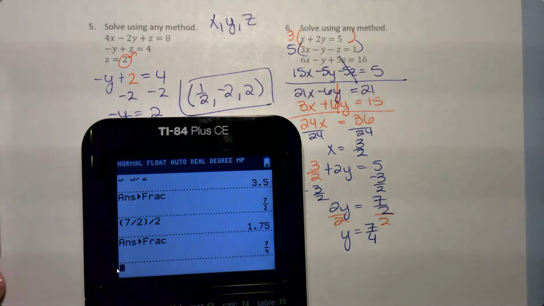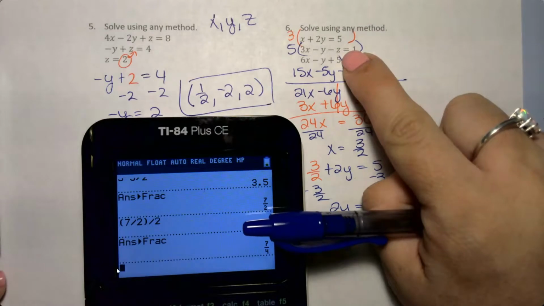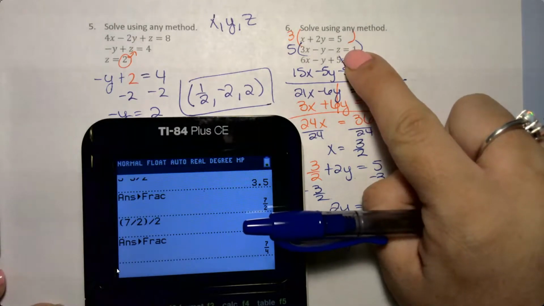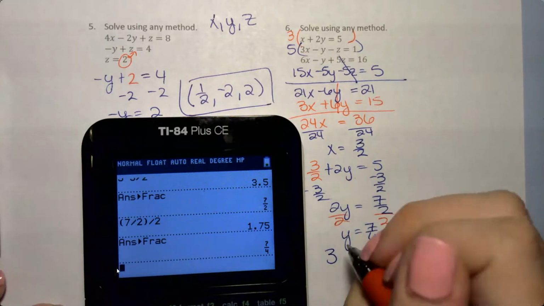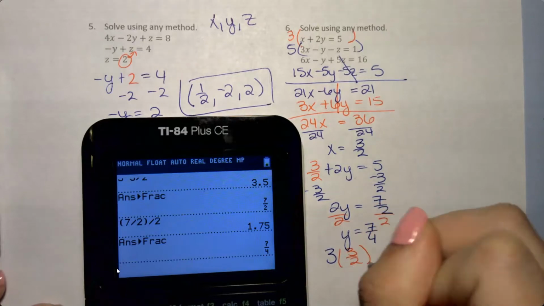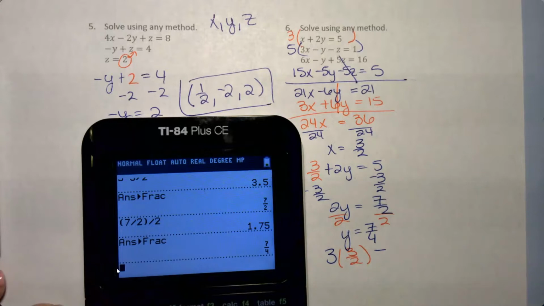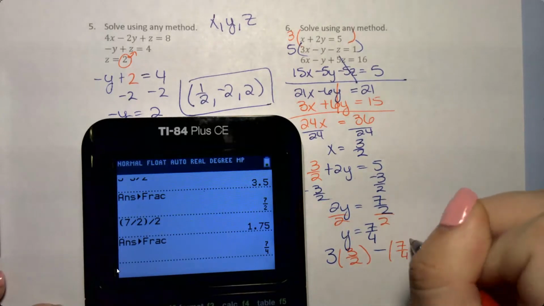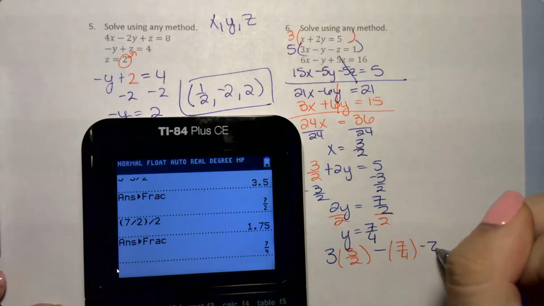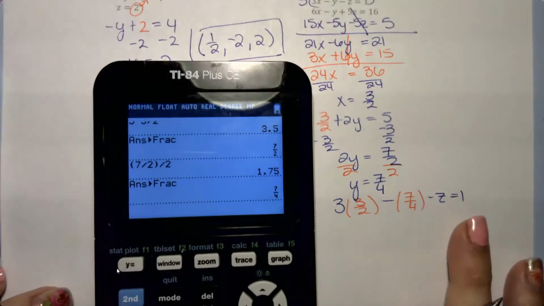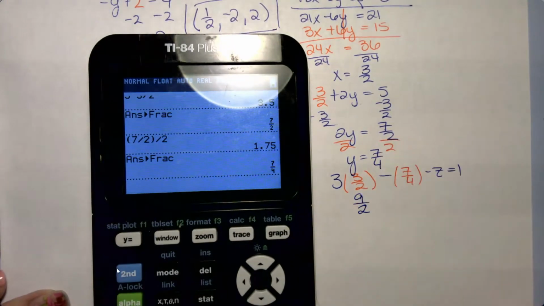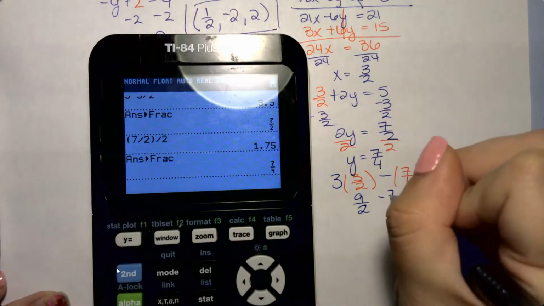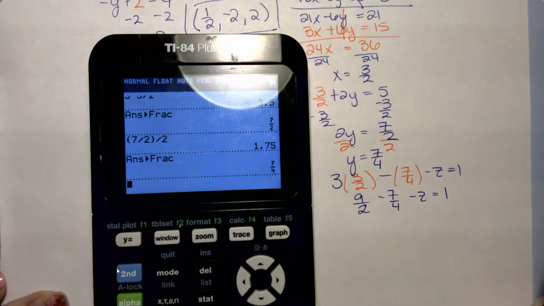Now that I have my x and y, I can plug into any of the 3 variable equations. I'm going to pick the second one just because there aren't coefficients here. And the less coefficients or the smaller the coefficients, the easier the problems are to work with. So I have 3 times my x value, which I got was 3/2, minus my y value, which was 7/4, minus z equals 1. So I'm going to go ahead and multiply. 3 times 3/2 gives me 9/2. Negative times the 7/4 gives me negative 7/4, still minus z, and still equaling 1.